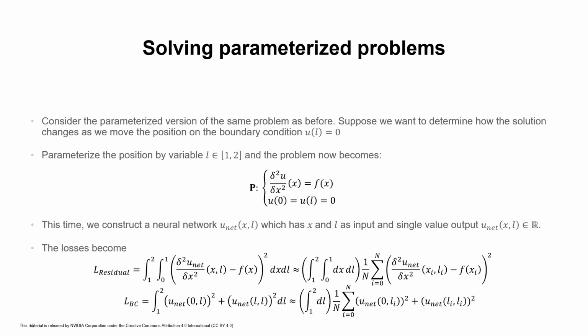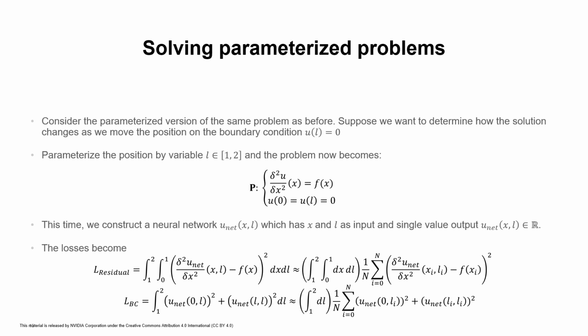So as mentioned before, one important advantage of a neural network solver over traditional numerical methods is its ability to solve parameterized geometries. To illustrate this concept, we solve a parameterized version of the 1D problem from before. Suppose we want to know how the solution to this equation changes as we move the position of the boundary condition u at L equals 0.